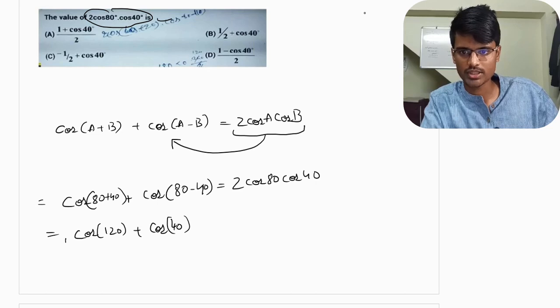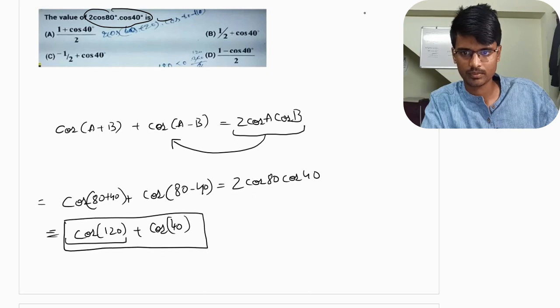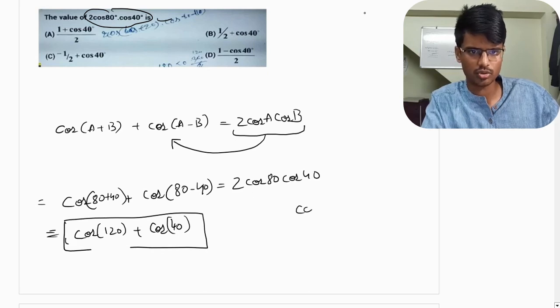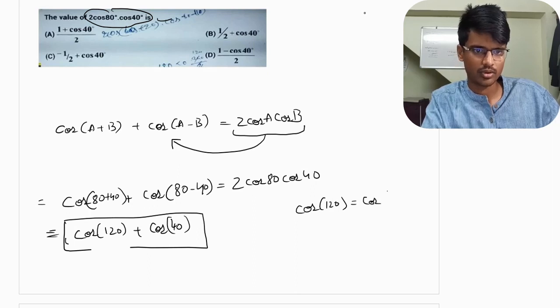Okay, what is cos 120? So this is our thing. Cos 120, we should know what it is. I can write it as cos of 90 plus 30. It is an odd multiple of 90.